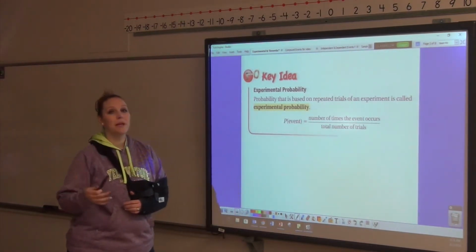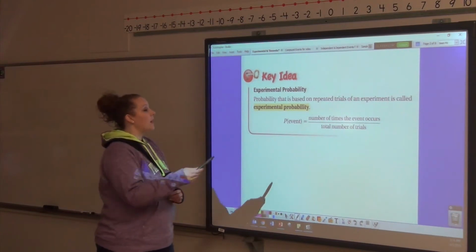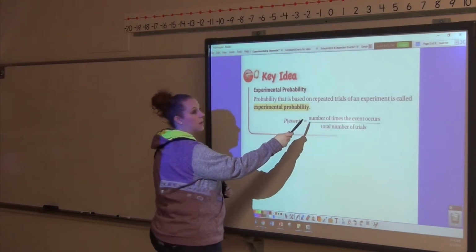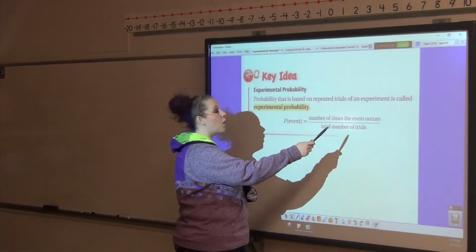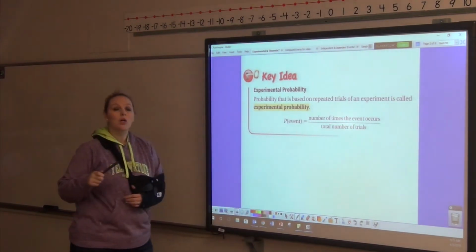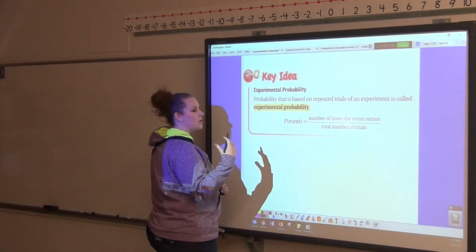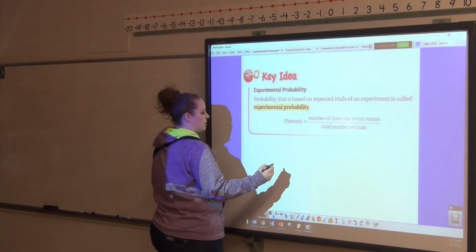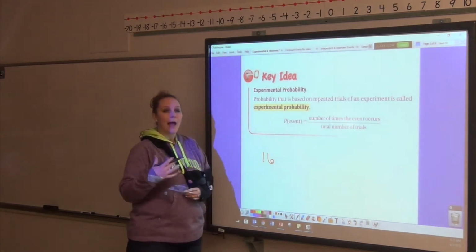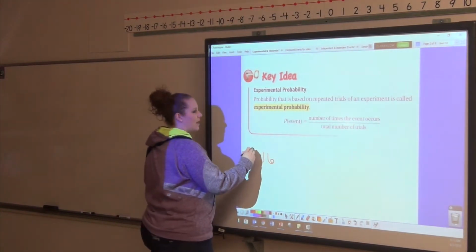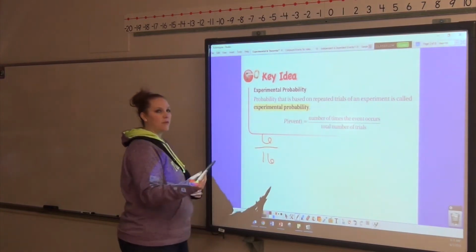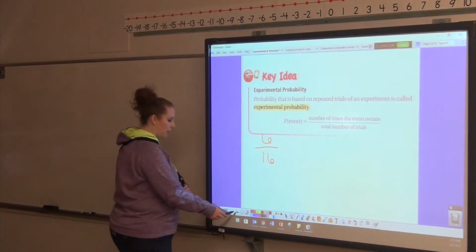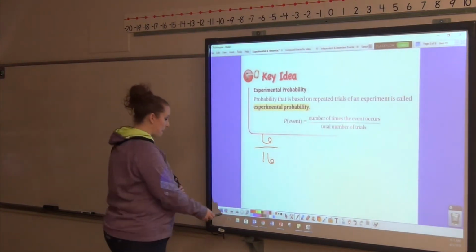Now, experimental probability is based on repeated trials of the experiment. The probability of the event equals the number of times the event occurs over the number of trials. So if I roll a die, trying to get an even number, and I roll it 16 times and get an even number 6 of those times, that's 6 out of 16. That is experimental probability. You actually have to do the experiment.